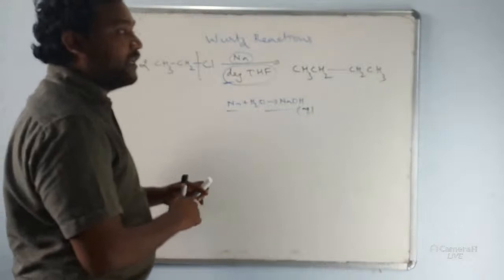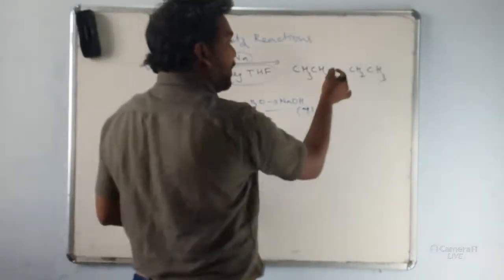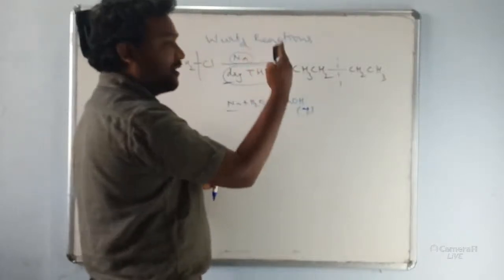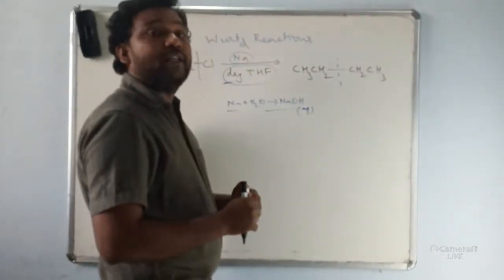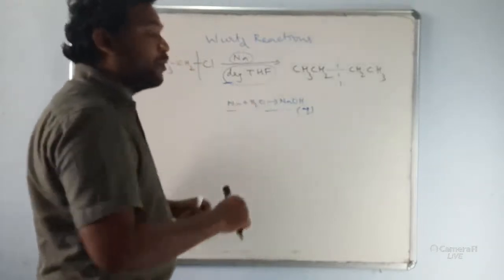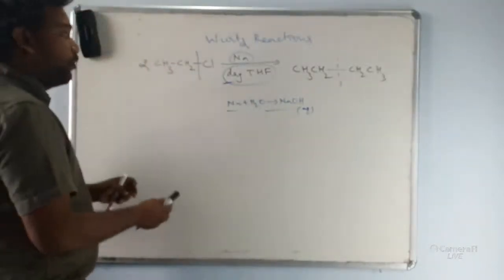We are getting the higher alkane, that is symmetrical. Symmetrical means if you divide it at the center, you will get two equal halves. So that is called a symmetrical alkane. How many products are we getting? A single product. It is a simple Wurtz reaction.